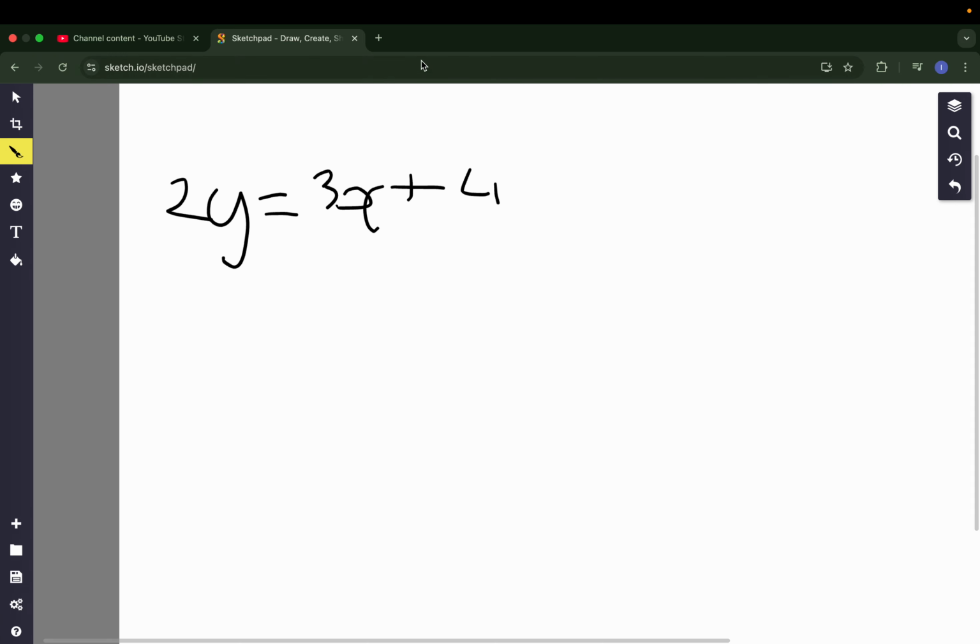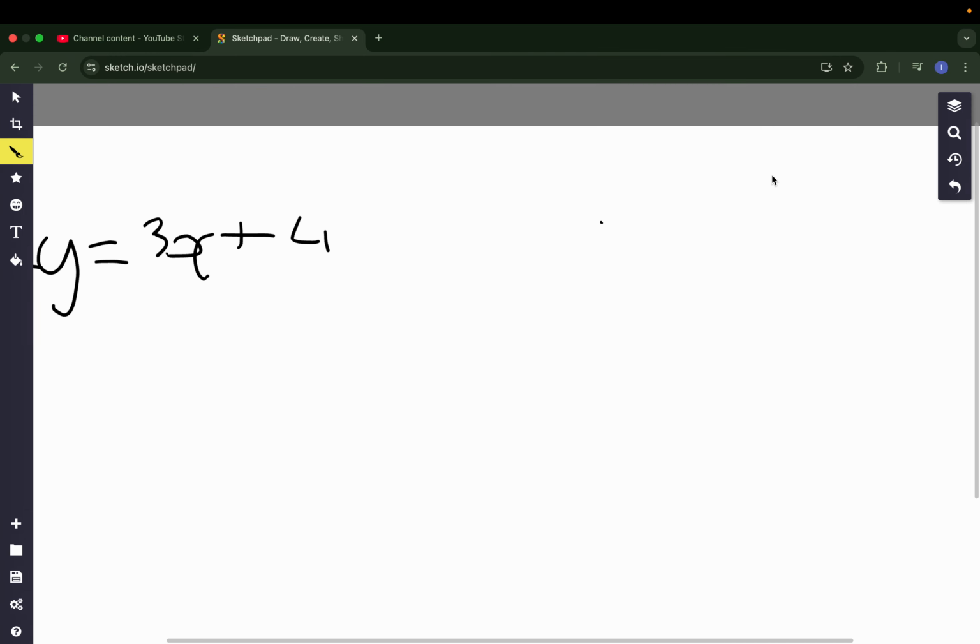Now we're going to graph an equation. Let's go, 2y equals 3x plus 4. So when we look at this, we want our y value to be just on this side, and we're also trying to find our x value.